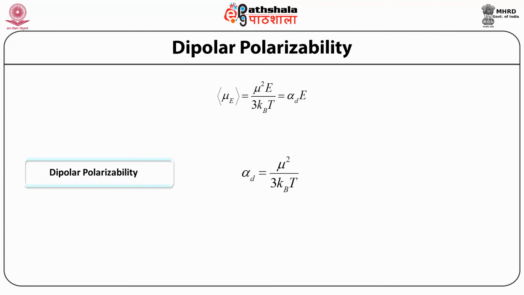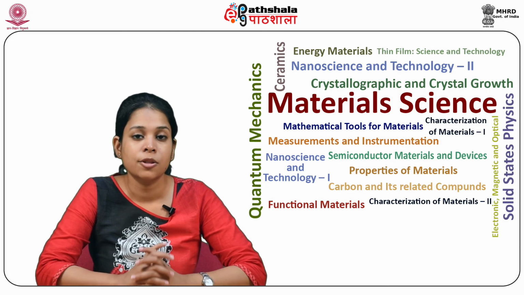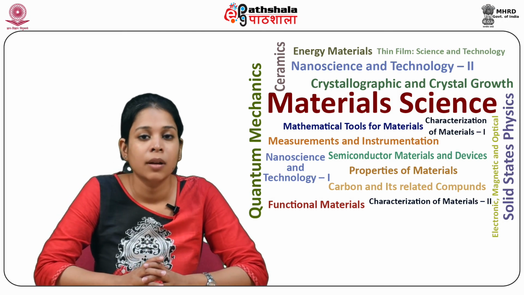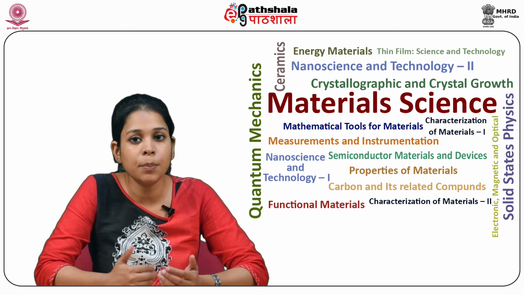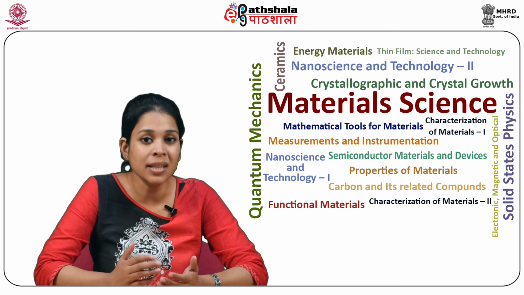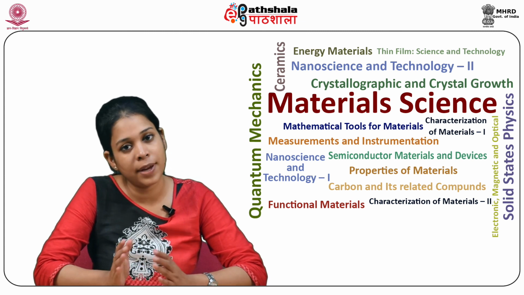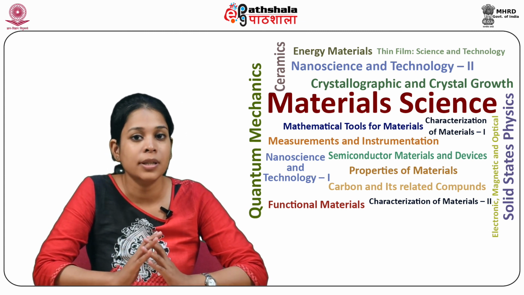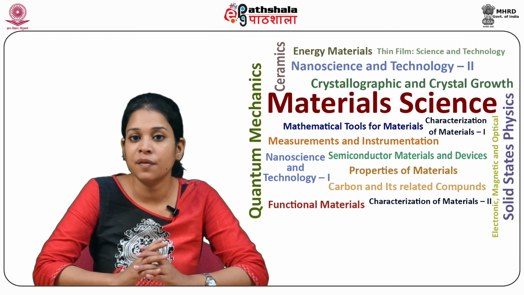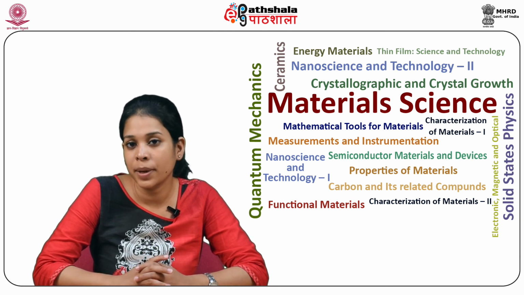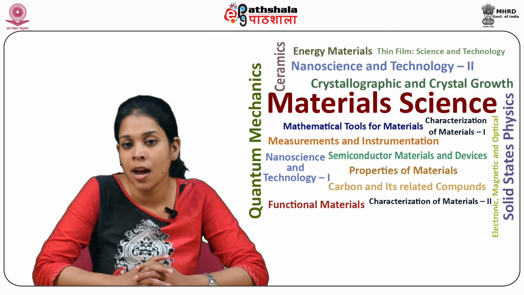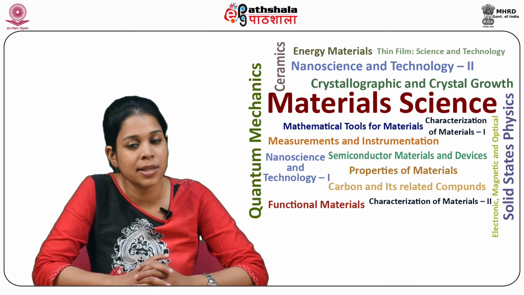Now on substituting the value of dipolar polarizability, the value of polarization is P is equal to N mu, which is equal to N mu squared E by 3 kBT. So the consequence will be that while electronic and ionic polarizabilities are temperature independent, the dipole polarizability is temperature dependent. So this is manifested by the macroscopic dependence of polarization and dielectric constant on temperature.